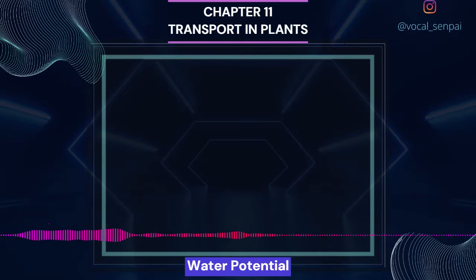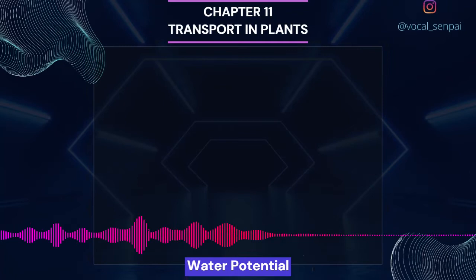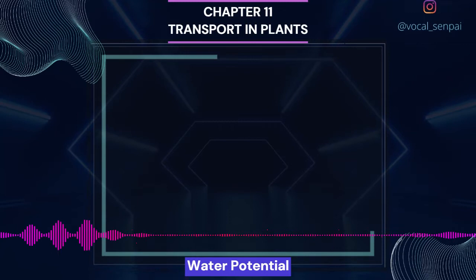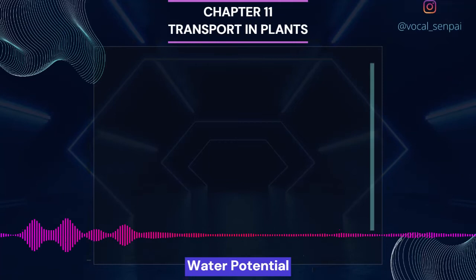Pressure potential is usually positive, though in plants negative potential or tension in the water column in the xylem plays a major role in water transport up a stem. Pressure potential is denoted as Ψp. Water potential of a cell is affected by both solute and pressure potential. The relationship between them is as follows: Ψw is equal to Ψs plus Ψp.